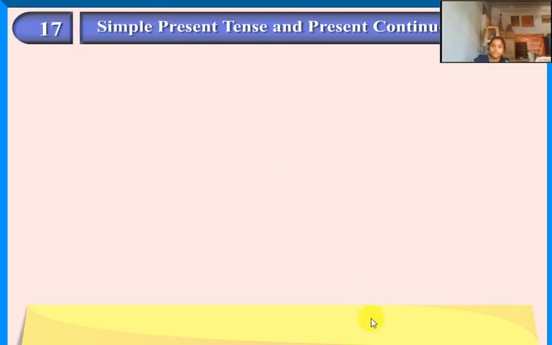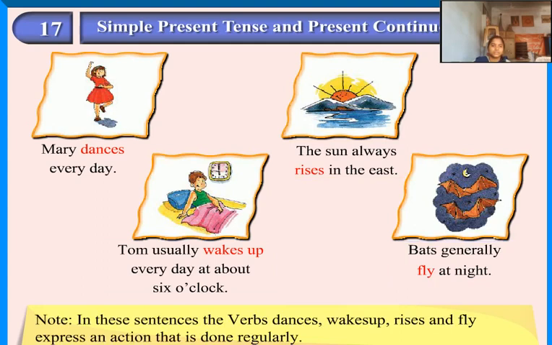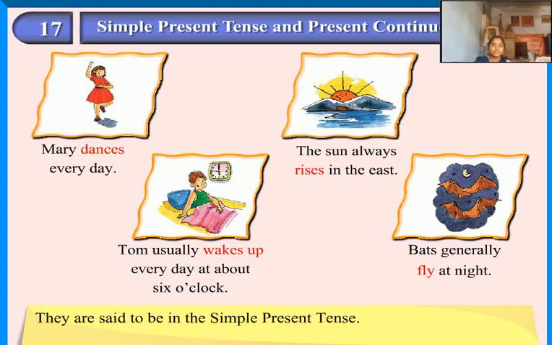Simple present tense and present continuous tense. Look at the pictures and read the sentences below them. Mary dances every day. Tom usually wakes up every day at about 6 o'clock. The sun always rises in the east. Bats generally fly at night. Note, in these sentences, the verbs dances, wakes up, rises and fly express an action that is done regularly. They are said to be in the simple present tense.